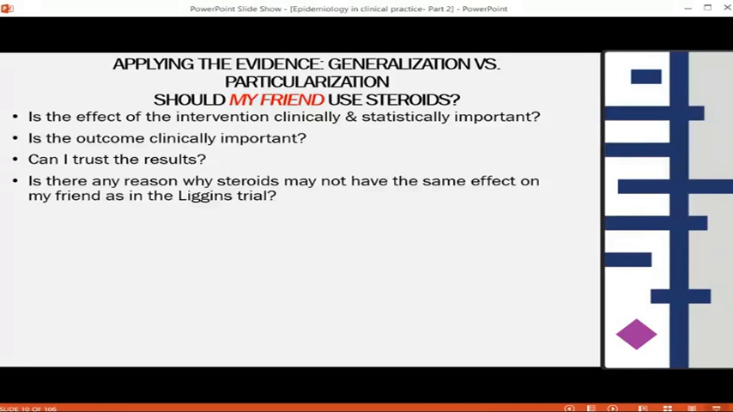So the two things to keep in mind are there could be a biological reason why women in India will not respond as well as women in New Zealand. I could not think of any biological reason why women in India will not have the same response with steroids as women in New Zealand. I don't know of any. So I didn't think that was an issue.